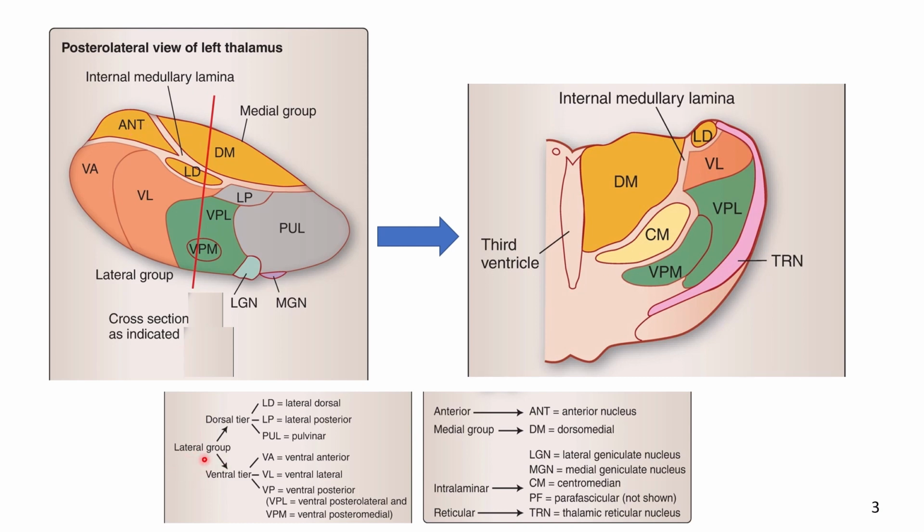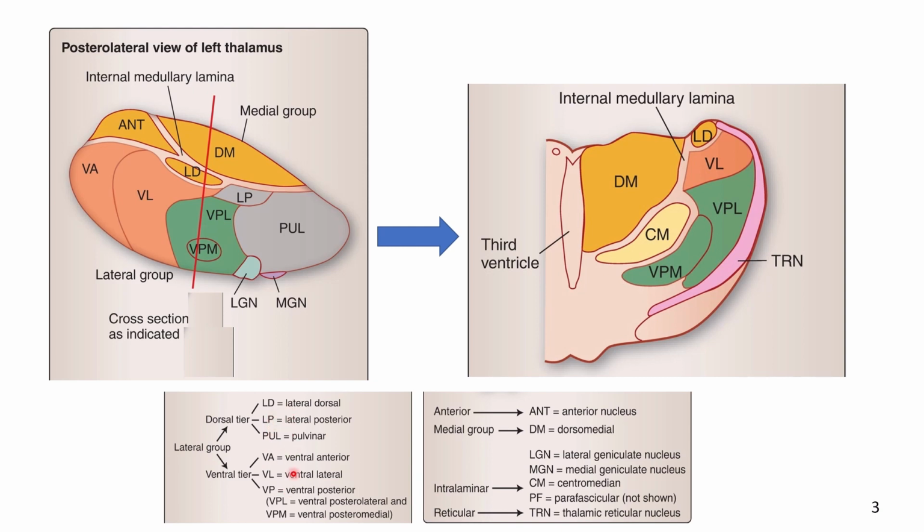The lateral group is divided into the dorsal tier and the ventral tier. The dorsal tier is made of the lateral dorsal, lateral posterior, and pulvinar. So there's three of them here. And the ventral tier is made of ventral anterior, ventral lateral, and ventral posterior. The ventral posterior is again divided into the ventral posterolateral and ventral posteromedial. So ventral posteromedial is smaller, ventral posterolateral is bigger.